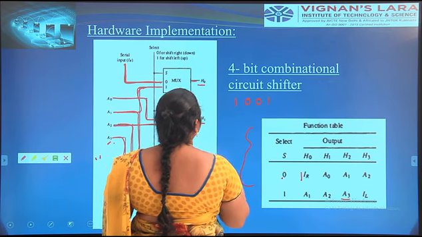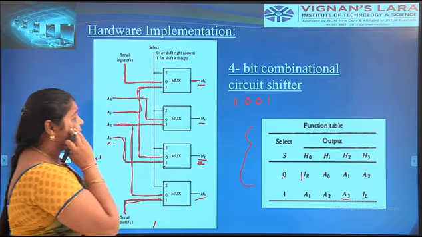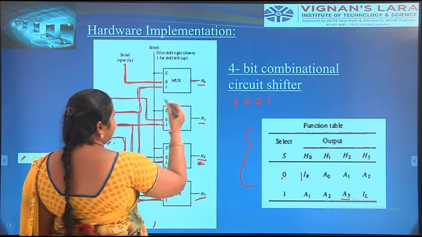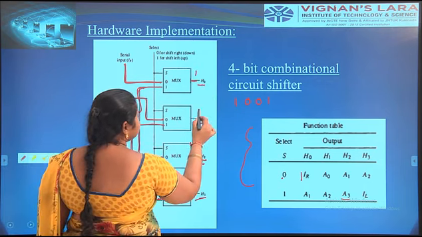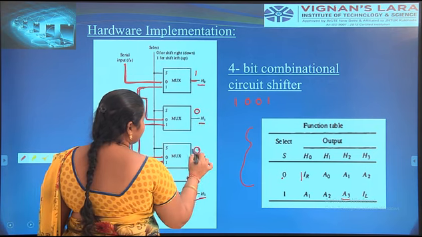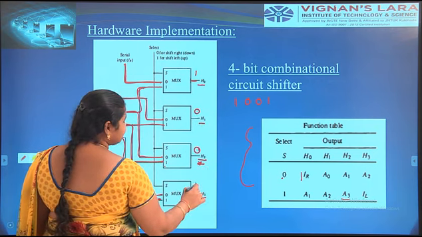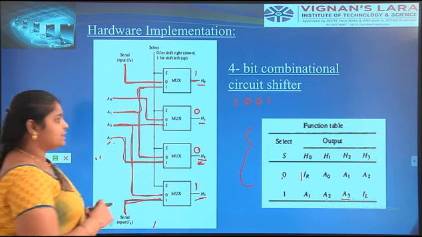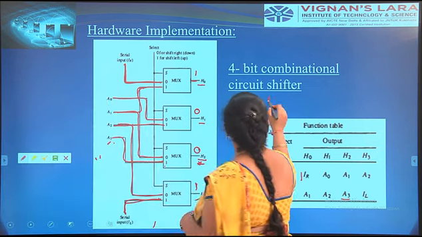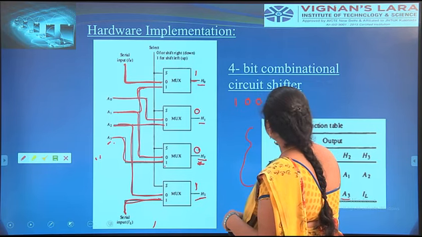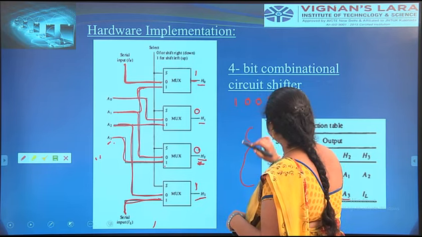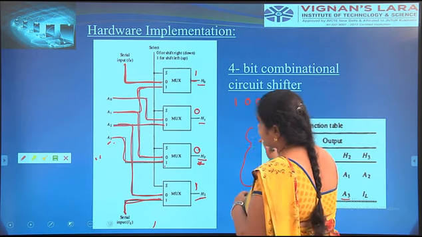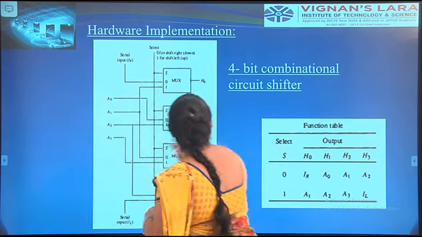For the logical operation, here we have to take 1001. In the first multiplexer we have to take 1001. This is the output. For the shift right operation, we have to perform the shift right operation, and we have to perform 1.